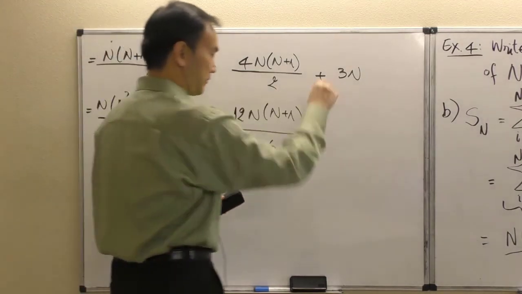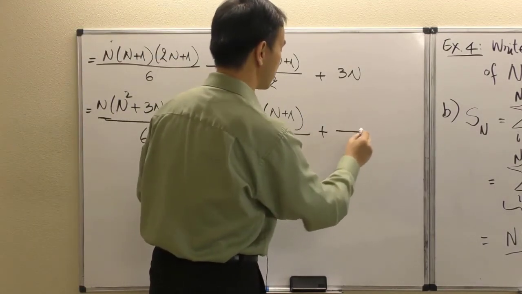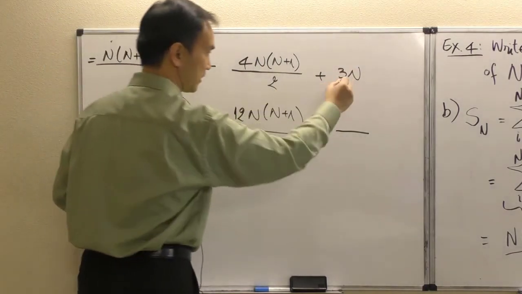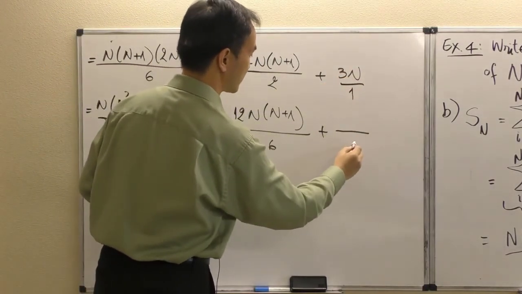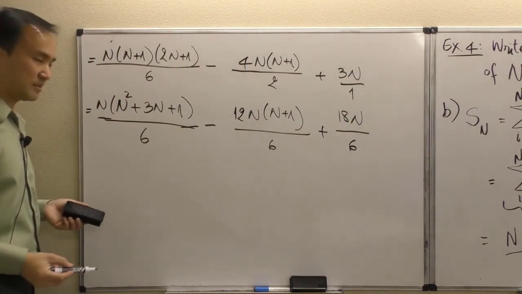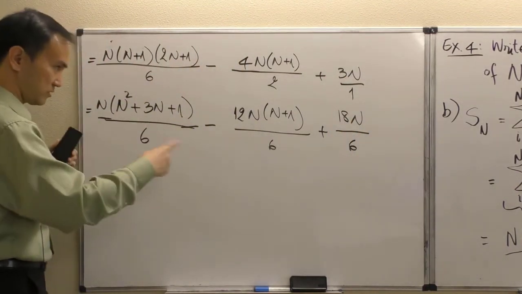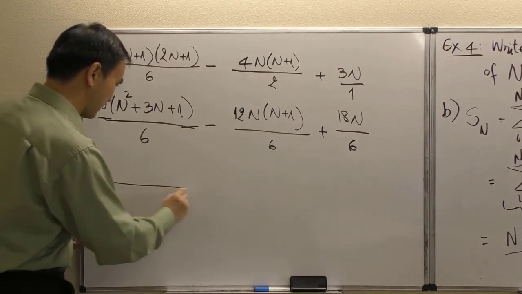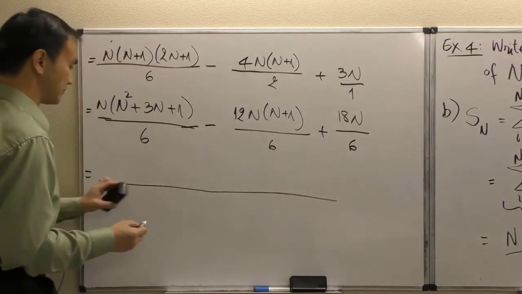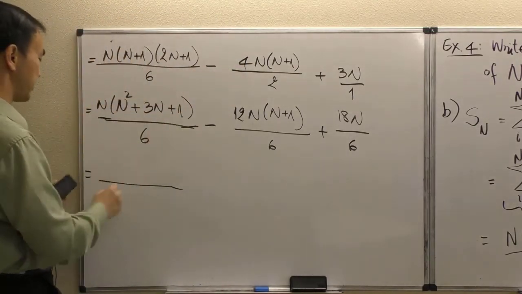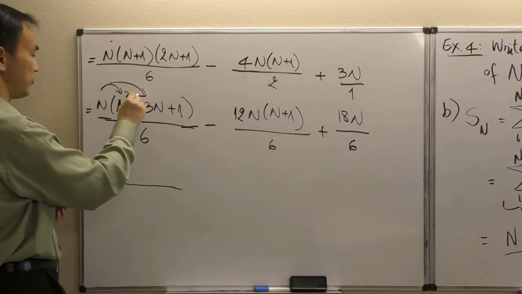And then this third term, I am going to create the common denominator with that as well. So from over 1 here, we're going to turn that into over 6. So that's going to make it 18n. Okay, so we're foiling things out, and then we're making common denominators at the same time. So the first fraction here, I'm now going to go ahead and distribute out.